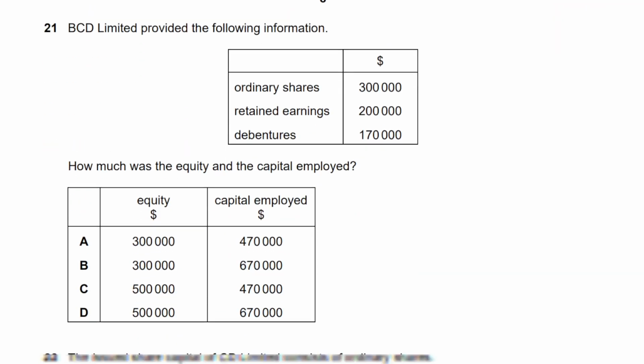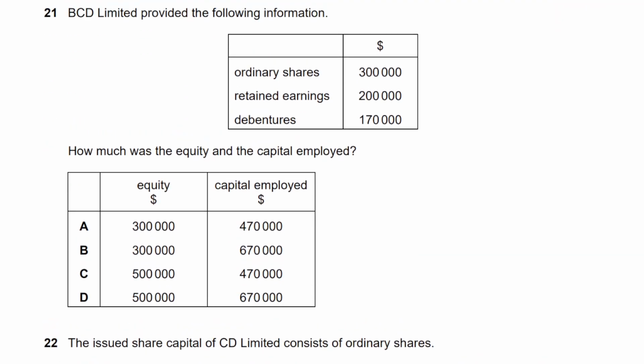Let's move on. Number 21. BCD Limited provided the following information. How much was the equity and the capital employed? Equity, remember, is what belongs to the owners, right? You should remember that in a limited company, equity or the capital is broken down into parts.